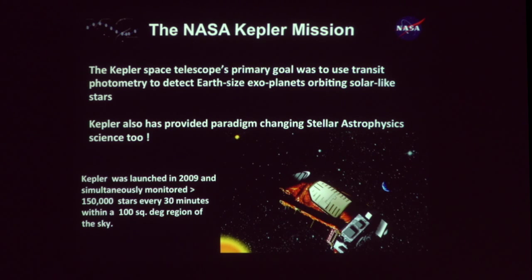The primary purpose for Kepler was to look at what we call transit photometry to detect Earth-like planets going around other stars. But it actually revolutionized the stellar astrophysics field as well, because since it was making such precise measurements looking for these transits, it also makes very precise measurements of the stars that these planets go around.